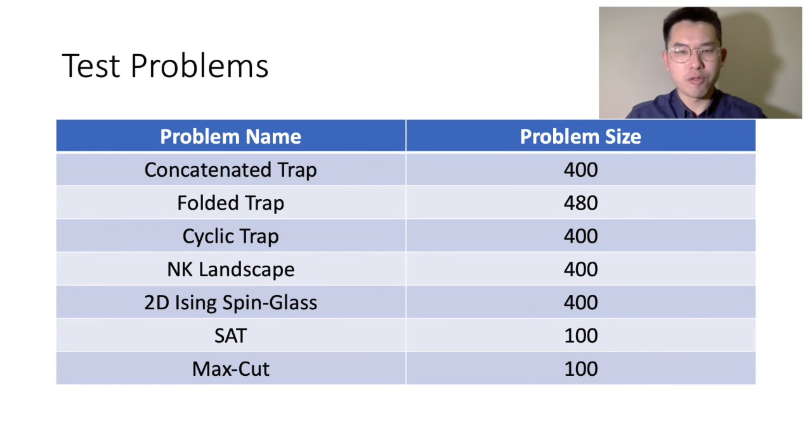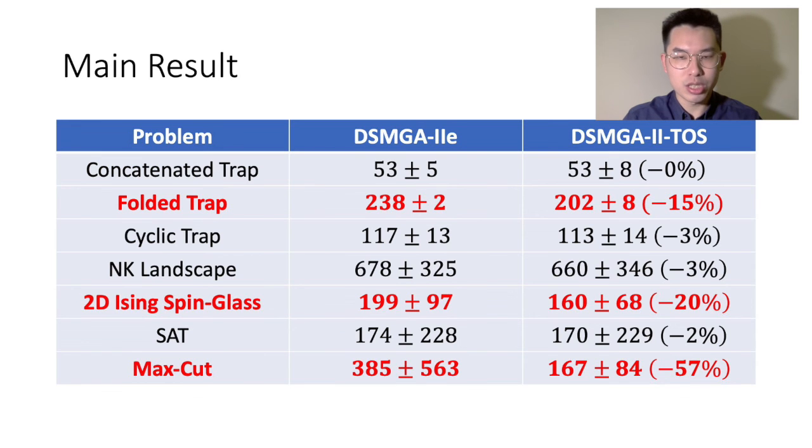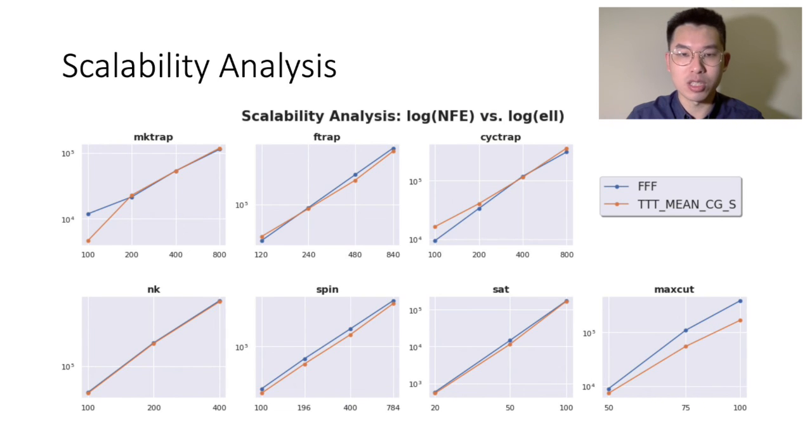We experiment on the following 7 test problems to verify the effectiveness of the proposed 3 techniques. From the experiment, the TOS version outperforms the original DSMGA-II-E, particularly in the folded trap, spin glass, and max cut problems. Experiments show that our method scales well as well.